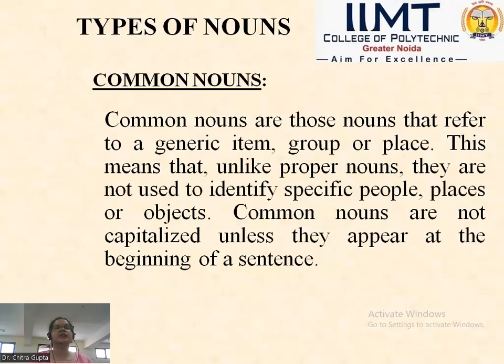Now the second one is common nouns. Common nouns are those nouns that refer to a generic item, group, or place. We are not talking about any specific item, group, place, species, or human being. Unlike proper nouns, they are not used to identify specific places, objects, things, species, etc. And common nouns are not capitalized unless they appear at the beginning of a sentence, or after a full stop when we start another sentence.